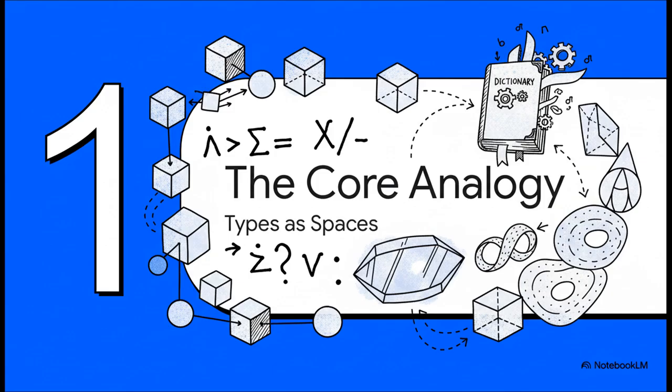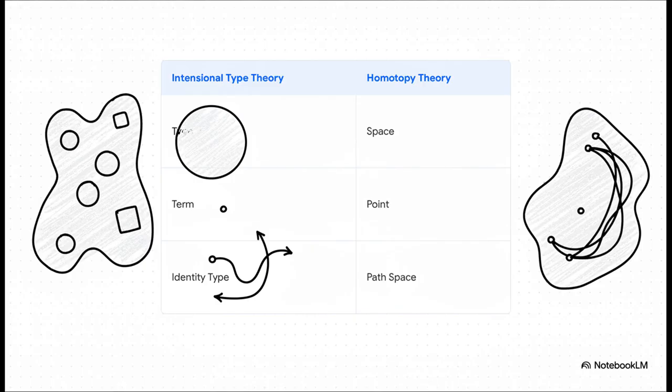Okay, so this is basically our Rosetta Stone for understanding HOT. On the left, we've got the logic concepts. A type, you can think of that as a category, like the type of all even numbers. In this new world, we're going to see that as a geometric space. Then a term, like the number 4, which belongs to that type, that's now a point living inside that space. And here's the kicker. The identity type, the very idea of a proof that two things are equal, that becomes something called a path space. And that is the key to everything.